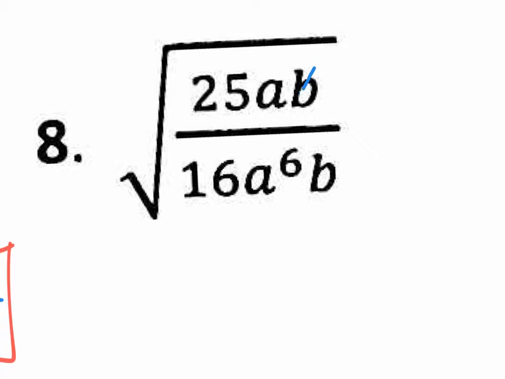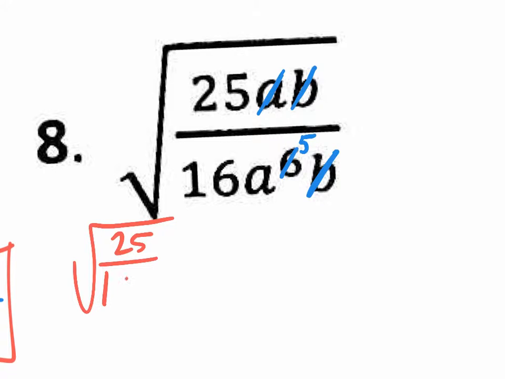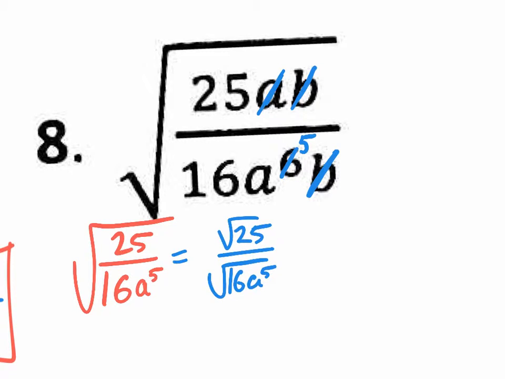There's a b up on top that you could cancel with the b on the bottom. That'll make it easier. There's also one a up on top that'll cancel with one of these, and you're going to have 5 left over on the bottom. So we could rewrite this problem as the square root of 25 over 16 a to the 5th. And then you could split the root and say the square root of 25, which is an easy answer, and then the square root of 16 a to the 5th. So it's like doing 2 smaller problems, which you're going to end up with a 5 up on top.